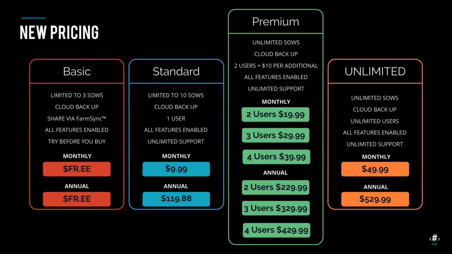And then we have our final, what we call our unlimited pricing. This is unlimited sows, unlimited users, all the features are enabled, unlimited support. Again, this allows you to have as many people in your farm using the FarmSync technology. So if you have 10 people that work for you on your farm, or even just 10 people between your family and your herdsmen or your partners in your farm, you all have the ability to get in there and have the FarmSync technology enabled. You have unlimited sows, unlimited pigs, unlimited entry. That's $49.99 a month or $529 annually.